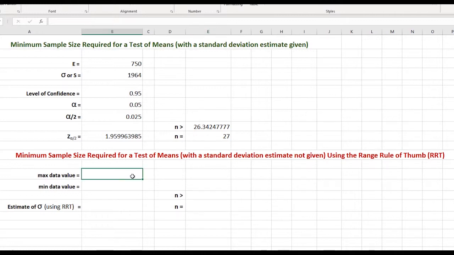If you have to do one by the range rule of thumb, it's going to be the same thing. We're just going to have a maximum data value and minimum data value, and over here we would subtract the min from the max, get that result, divide that result by 4, and then we would just use whatever we get over here for my S or sigma in the formula over here.